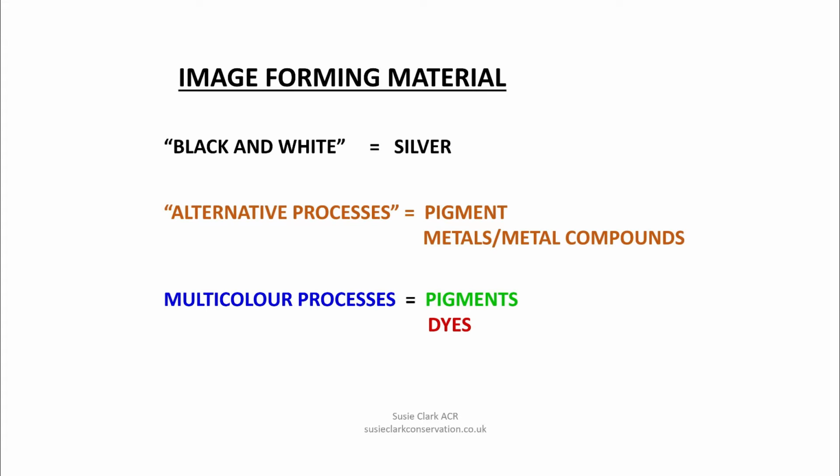So black and white are silver, alternative processes have images made from pigment or metals or metal compounds, and multicolour processes have images made from pigments or dyes.